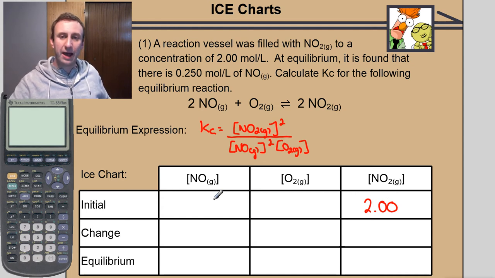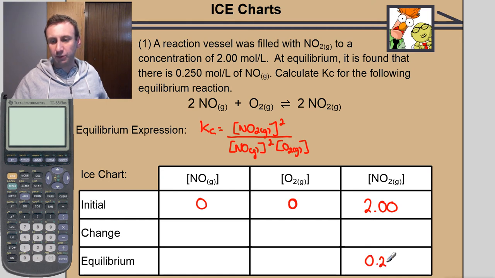I then know that because of the absence of information here, it doesn't say anything about there being NO or O2 to begin with. I'm going to make an assumption, and I do this a lot when it comes to initial, that if it doesn't explicitly say that I have that stuff to begin with, this is going to be a 0. So I started with none of this. I only had NO2 to begin. At equilibrium, it is found that there is 0.250 moles per liter of NO. So this is 0.250.